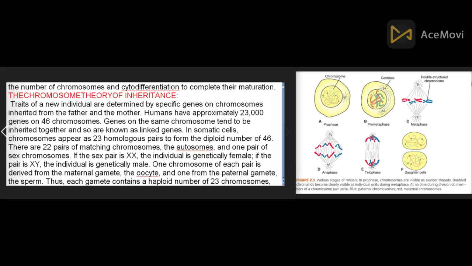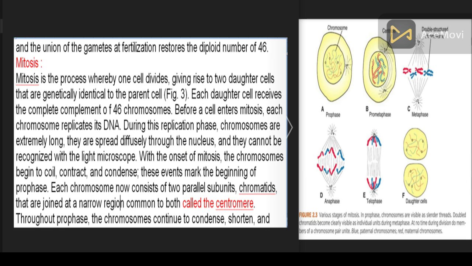If the sex pair is XX, the individual is genetically female; if the pair is XY, the individual is genetically male. One chromosome of each pair is derived from the maternal gamete, the oocyte, and 1 from the paternal gamete, the sperm. Thus, each gamete contains a haploid number of 23 chromosomes, and the union of the gametes at fertilization restores the diploid number of 46.